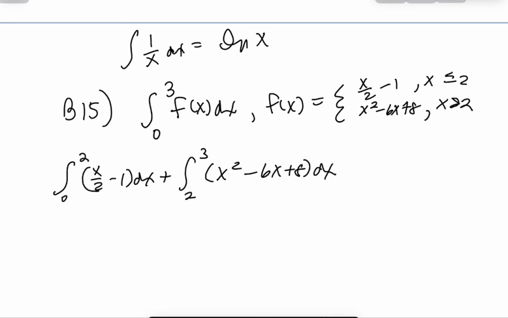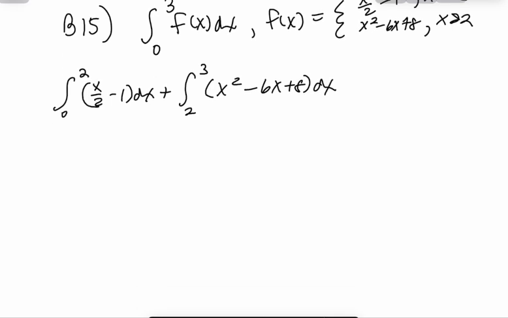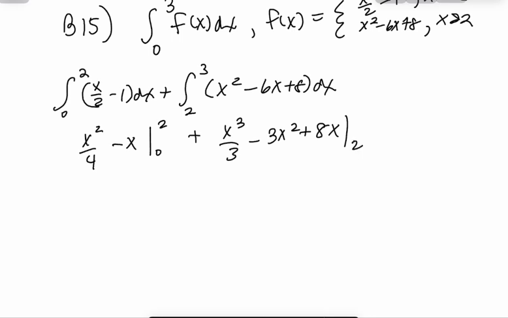So let's go ahead and integrate these. So x over 2, you can think of it as 1/2 x if that helps your brain. If we did x squared divided by 2, that's going to make that x squared over 4. It's going to multiply by the 2 that was already there. And that's going to be minus x. And then this is going to be x cubed over 3 minus 6x squared divided by 2, which is 3x squared, plus 8x from 2 to 3.